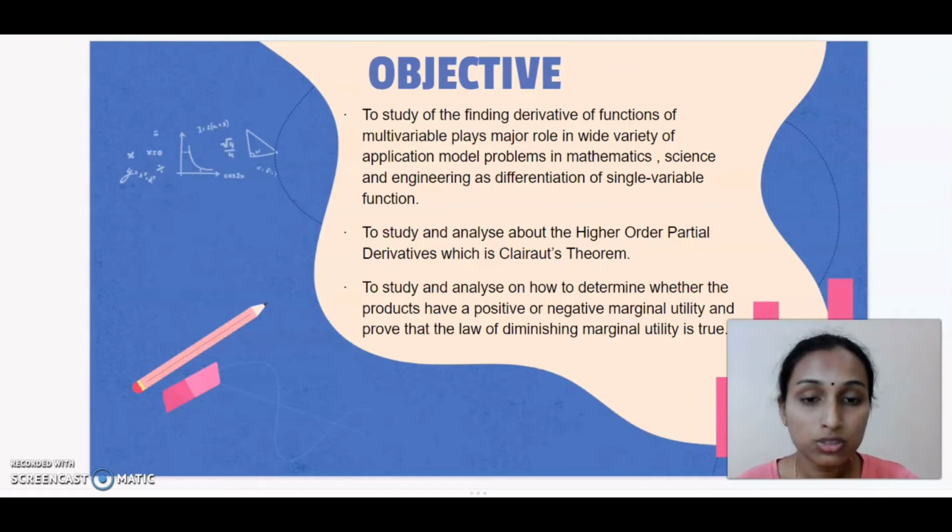And the third one is to study and analyze how to determine whether the products have a positive or negative marginal utility and prove that the law of diminishing marginal utility is true.